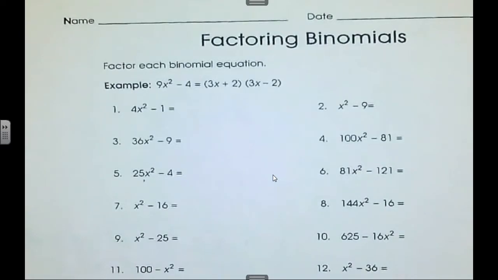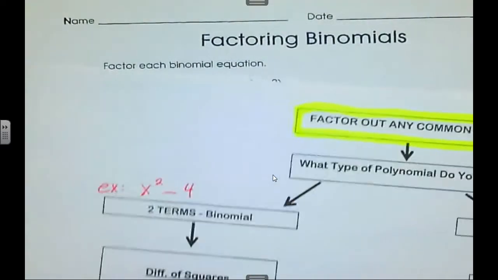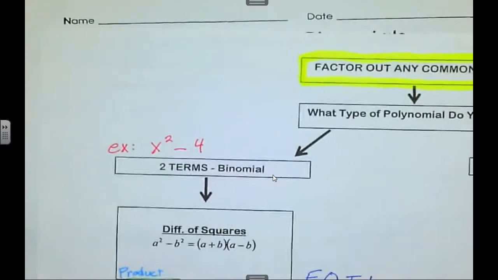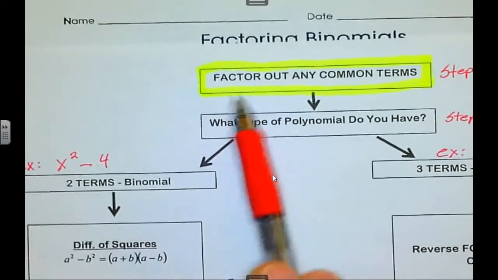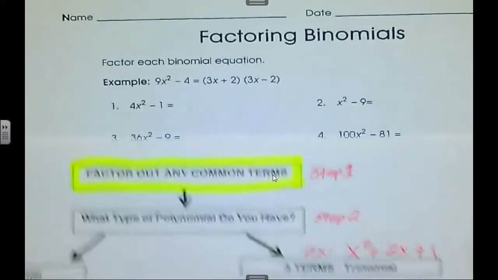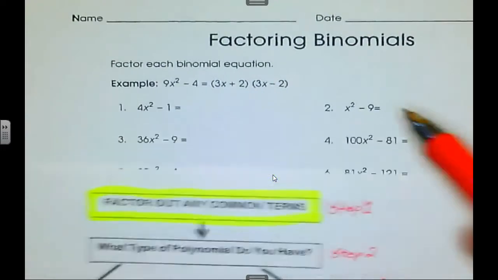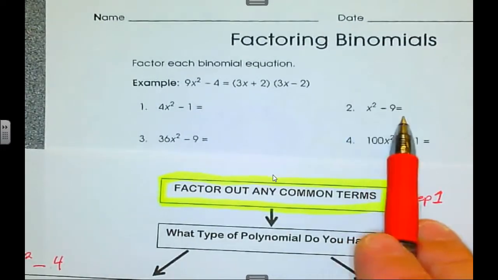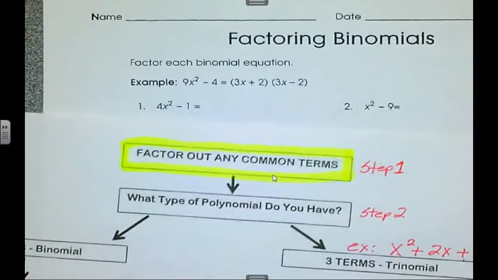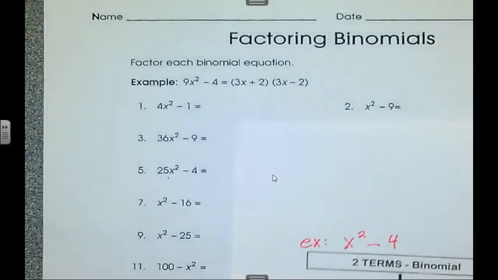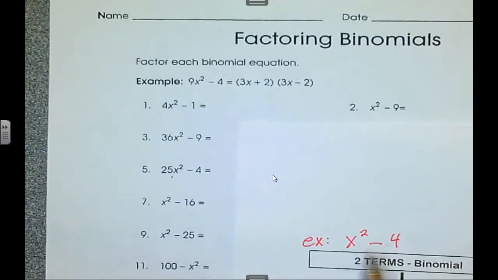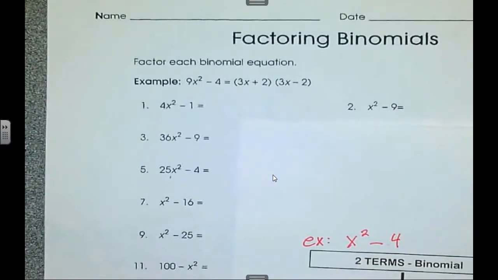Now, according to our chart that we just did, I have to see if I can factor out any common terms. Let's do number 2. Can't factor out any common terms, but I do have a binomial, and I have to check to see if it's a difference of squares. Is it a difference of squares? Yes, it is.